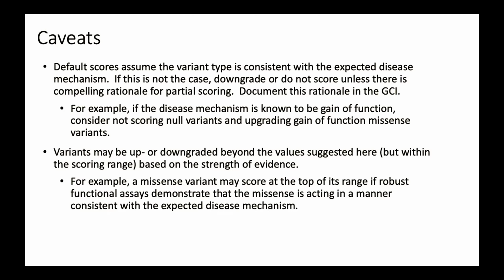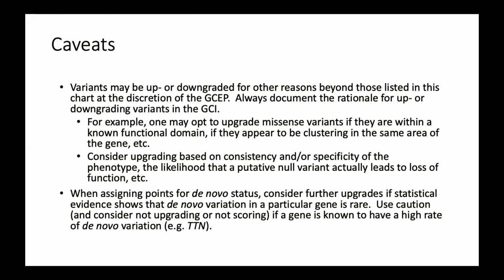So again, for example, a missense variant may score at the top of its range if robust functional assays demonstrate the missense is acting in a manner consistent with the expected disease mechanism. So you can move those points up higher, but again, within our specific range, and you will be capped within that range in the GCI. Also, variants can be up or downgraded for other reasons beyond those listed in the chart and are at the discretion of each GSEP. So you do want to document the rationale for up or downgrading variants in the GCI.